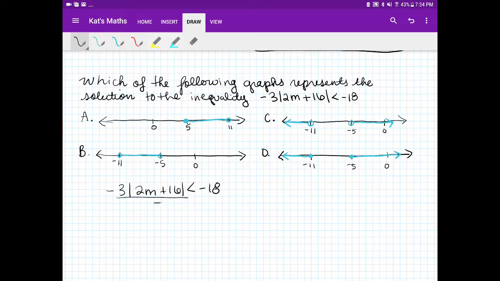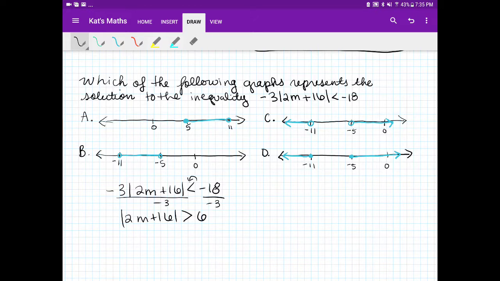So we'll divide by that negative 3. And when we divide or multiply by a negative across a greater than or less than sign, the sign flips. So now we have the absolute value of 2m plus 16 is greater than 6.